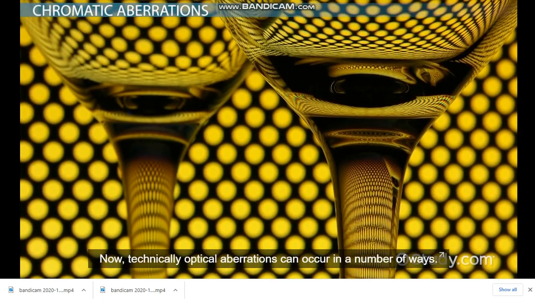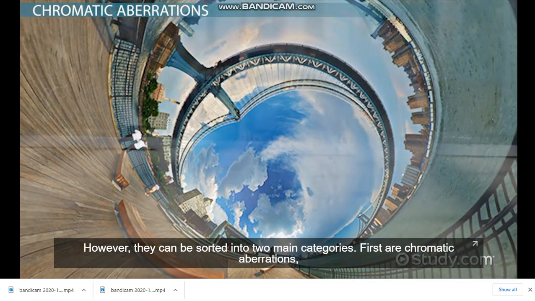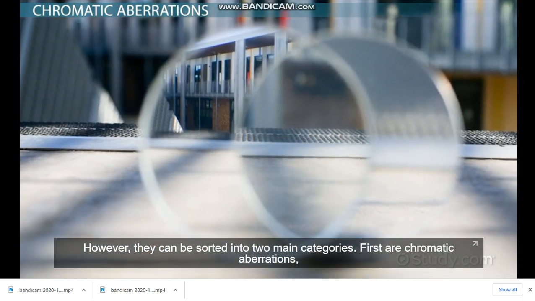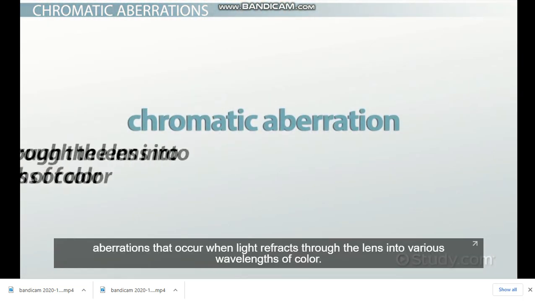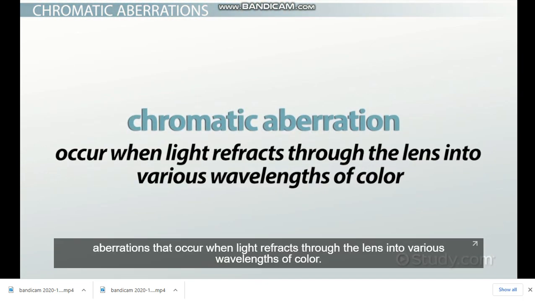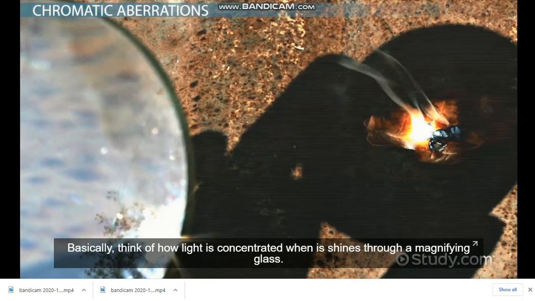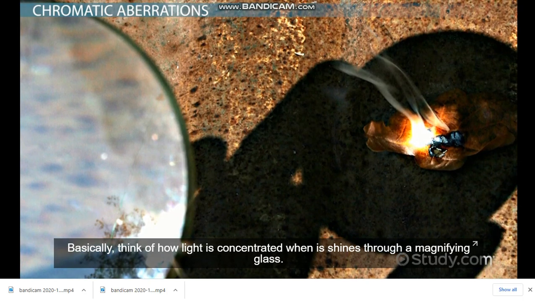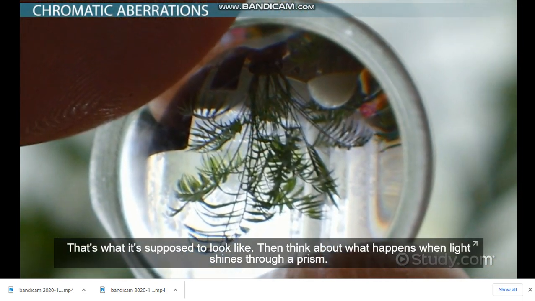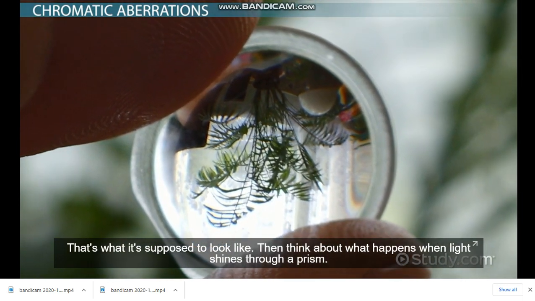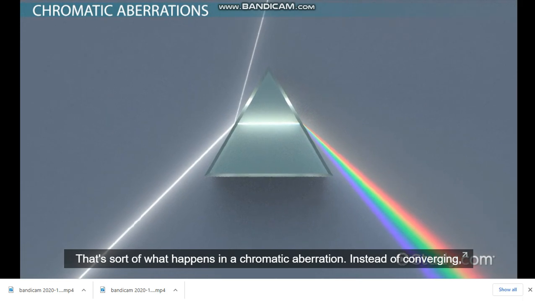Now, technically, optical aberrations can occur in a number of ways. However, they can be sorted into two main categories. First are chromatic aberrations, aberrations that occur when light refracts through the lens into various wavelengths of color. Basically, think of how light is concentrated when it shines through a magnifying glass. That's what it's supposed to look like. Then think about what happens when light shines through a prism. That's sort of what happens in a chromatic aberration.